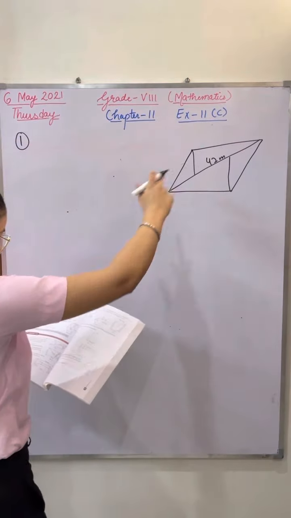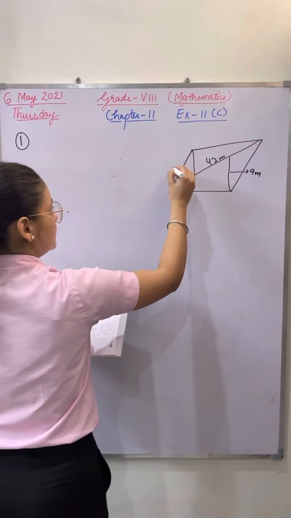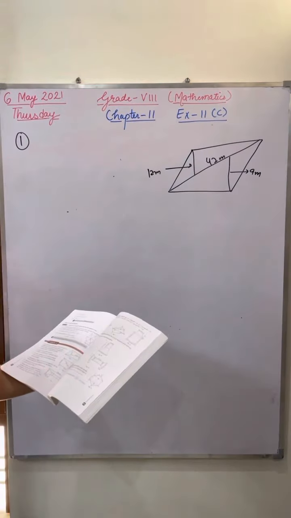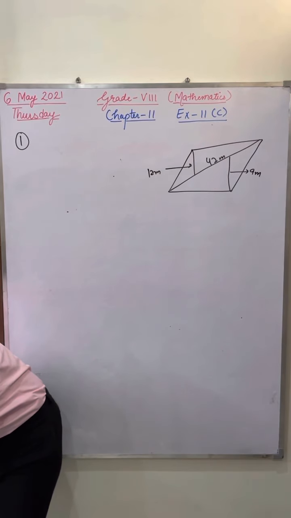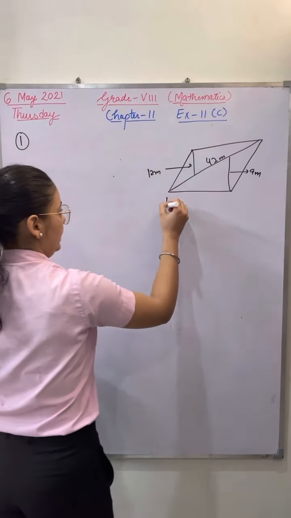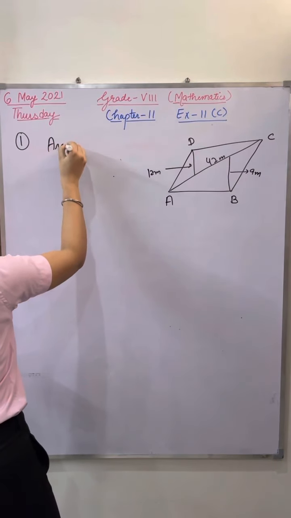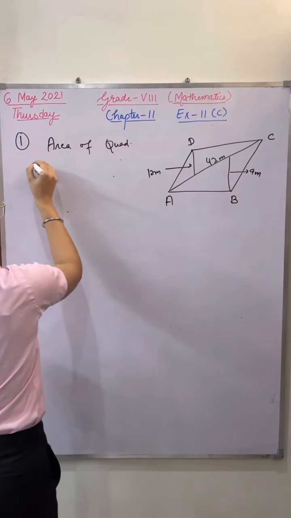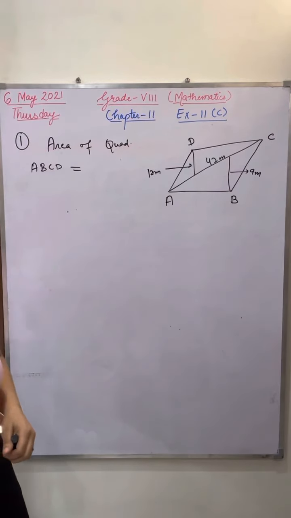This complete diagonal is given. This is given as 9 meter. This side is given as 12 meter, and this complete diagonal is given as 42 meter. Okay, so you have to give names to these sides first of all. In the shape, the names are not mentioned, so you can mention the names A, B, C, D. The question is to find out the area of the complete quadrilateral. Area of quadrilateral ABCD, this you have to find out.